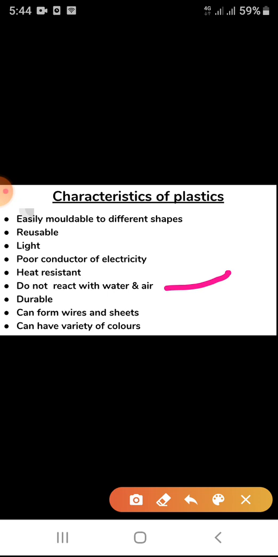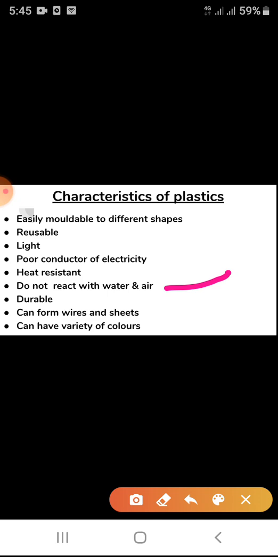That is why we are using plastic more of the time these days. It can form wires and sheets. We can make wires and sheets with the help of plastic, because plastic has many good properties. It can have a variety of colors. In plastic we have many varieties: blue, green, red. According to your wish, you can use plastic material for making your kitchen beautiful, your drawing room beautiful, anything. So it is not color bounded.